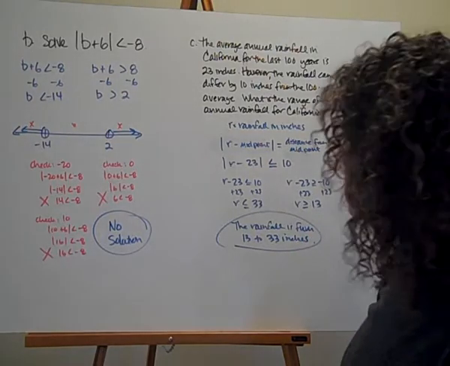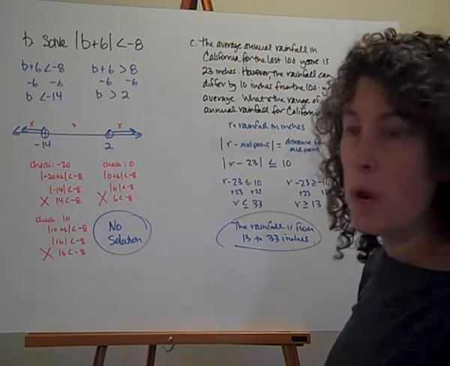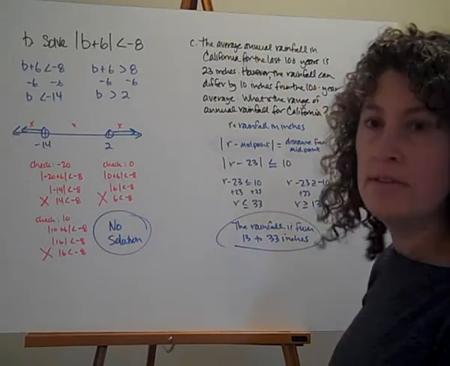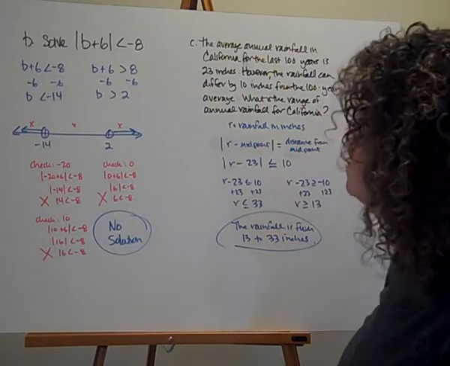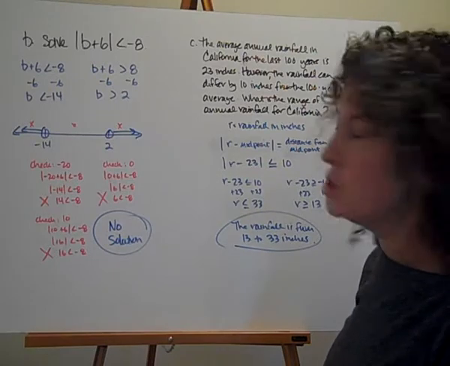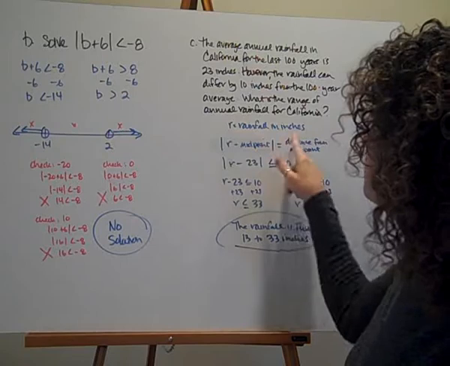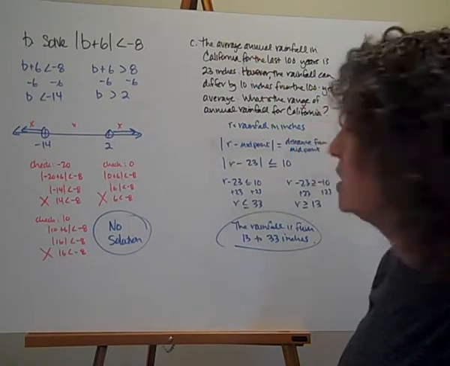The average annual rainfall in California for the last 100 years is 23 inches. However, the rainfall can differ by 10 inches from the 100-year average. What is the range of annual rainfall for California? All right, so I'm going to define my variable. R is going to equal the rainfall in inches.